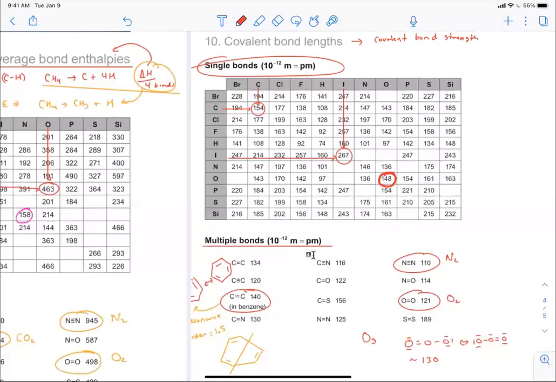Oxygen gas, which is a double bond, has a bond length of 121. So if they ask you to estimate the bond length of ozone, you would guess somewhere between 148 and 121. If you go right in the middle, there'll be a range of acceptable answers. But so just understanding that the bond length decreases when you have more and more bonds between the 2 atoms.